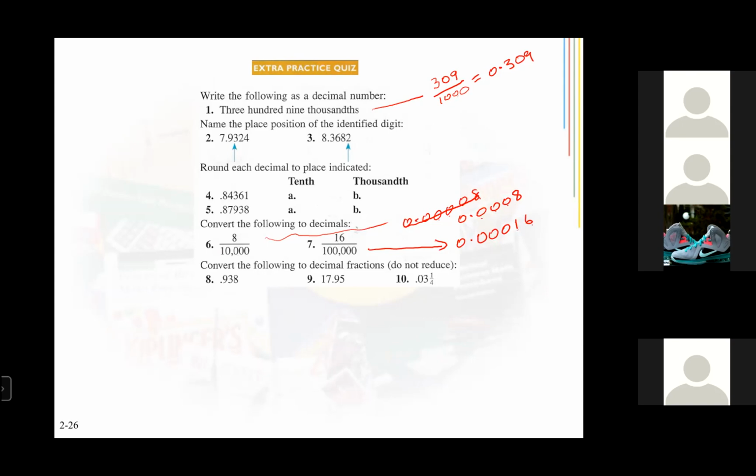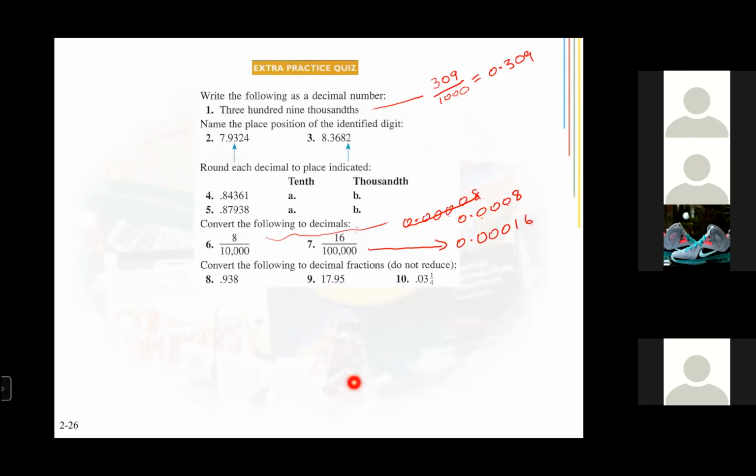Now, the other one says convert the following to decimal fractions. Do not reduce. When they say decimal fractions, that means the denominator is going to be a power of 10. So 0.938 would be 938 over 1,000. 17.95 would be 17 and 95 over 100.